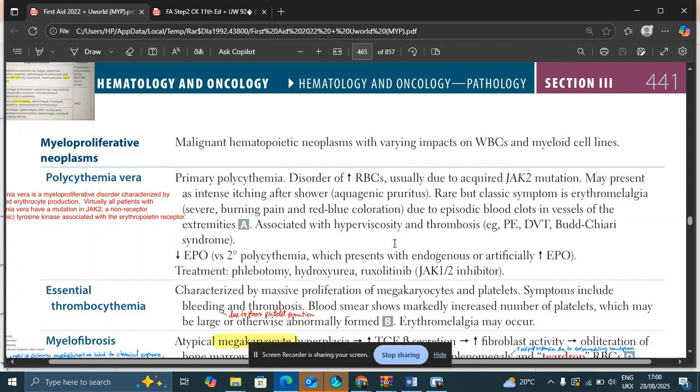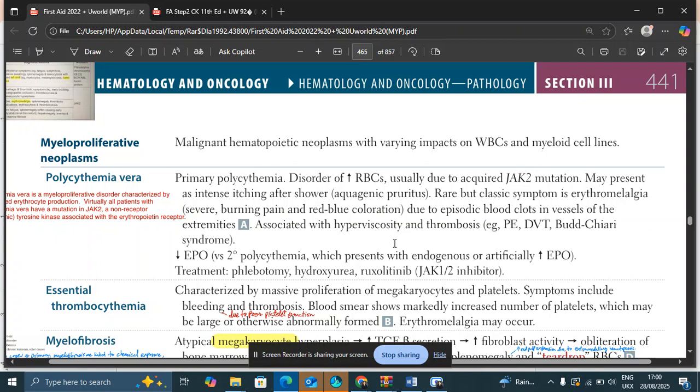Okay, so the options we have include phlebotomy and aspirin. Phlebotomy and aspirin provide symptomatic relief. These are not the most accurate treatment, but these are options to provide symptomatic relief to the patient. Okay, phlebotomy and aspirin provide symptomatic relief and they prevent thrombosis. Okay, the most accurate treatment for polycythemia vera is hydroxyurea.